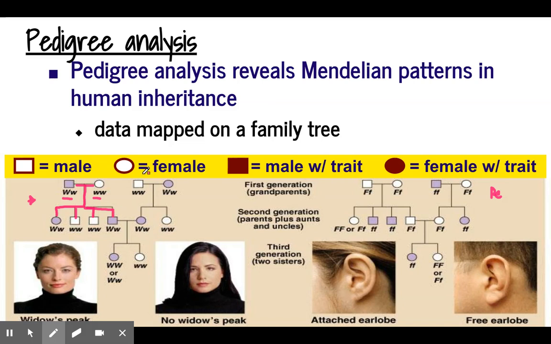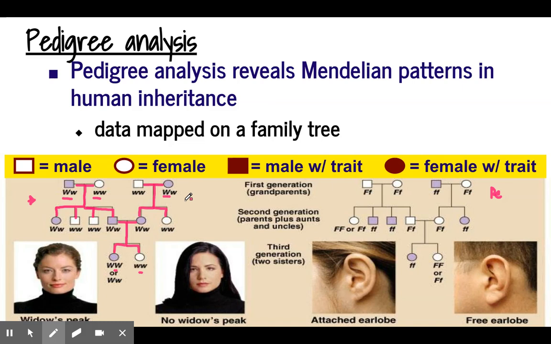Then we have these other two individuals, where the father does not have widow's peak and the mother does. So they're married. They have two daughters. One of their daughters has widow's peak, one does not. These two individuals then marry and have two daughters themselves, one with widow's peak and one without. As we can see with the dominant trait, all you need is one capital letter to express the trait.